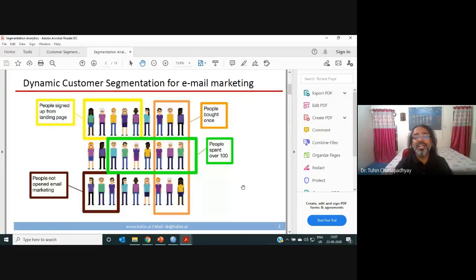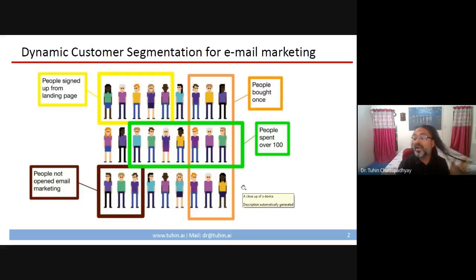And there are multiple types of segmentation. Please remember, segmentation does not mean customer segmentation only in the way I have shown. Customer segmentation can be done in multiple ways. I shall be a bit fast. This is no rocket science, but get yourself exposed.